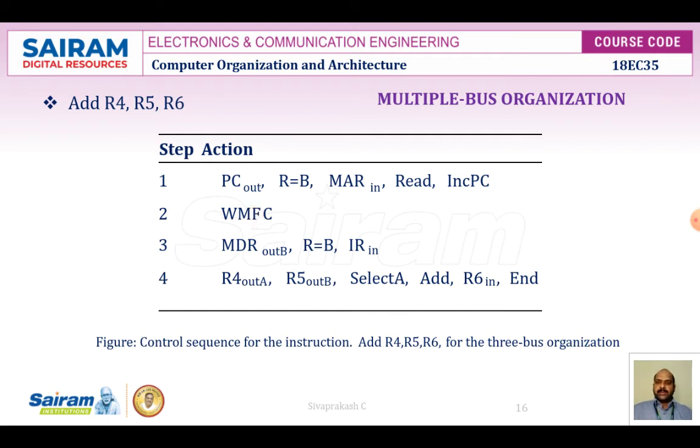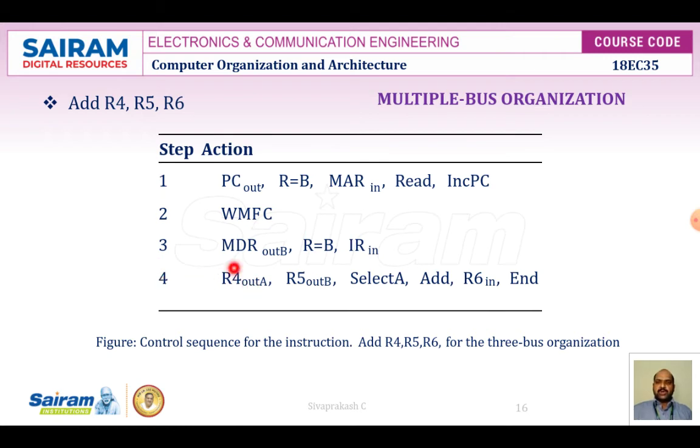Then step 3, what happens? The processor loads the data received into the memory data register. Then it is transferred through R=B to the instruction register. Then the fourth step is the execution phase. As we already discussed, the first 3 steps are called the fetch cycle. From the fourth step onwards is called execution.